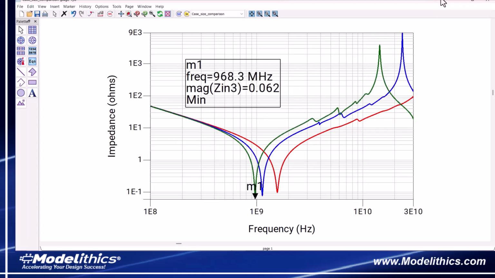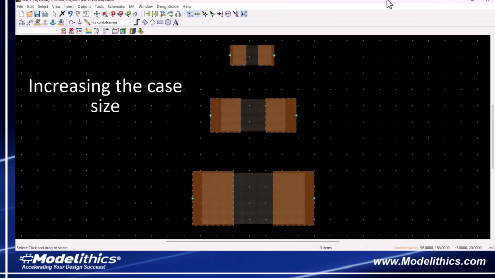And finally, this green trace represents the simulated impedance of the 0603 size CBR06 capacitor. Remember, this one is the largest of the 3. This capacitor exhibits the lowest self-resonant frequency of 968.3 MHz. So the takeaway is that increasing the case size increases the ESL and thus decreases the self-resonant frequency.